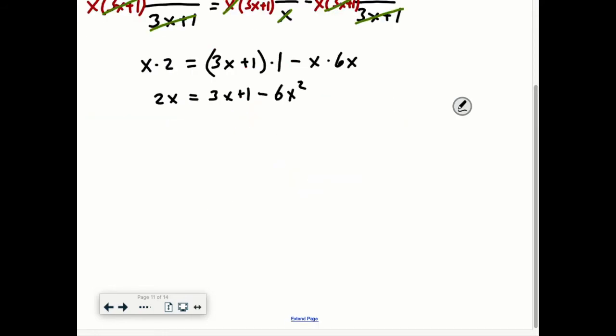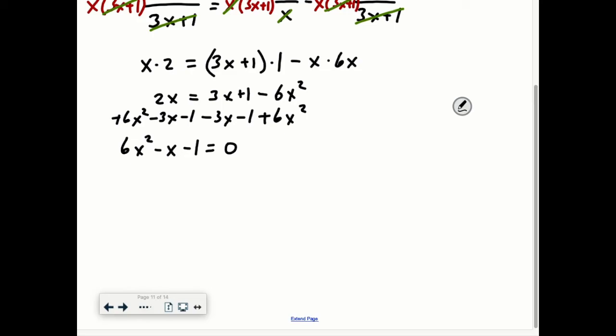And then I'm going to move everything over to this side, because right here, this is a negative coefficient to an x squared. That's just going to make my life annoying. I don't want to make my life annoying. So if I can make it positive, cool. So I'm just going to add 6x squared, subtract 1, subtract 3x. So subtract 3x, subtract 1, add 6x squared. I'm going to wind up with 6x squared, 2 minus 3 is going to be negative 1x, minus 1 is equal to 0. We solve this one out, we're good to go.